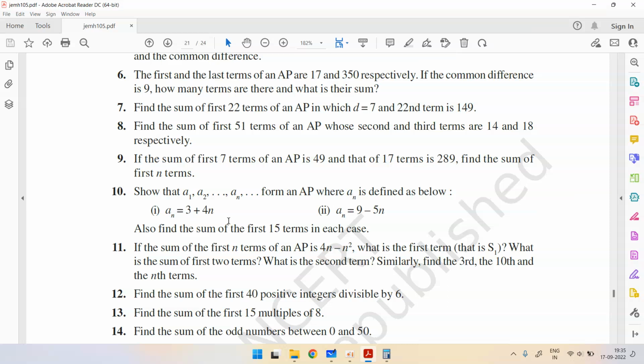What is the sum of the first two terms? That will be S2. What is the second term? From this you subtract S2 minus S1, and this will give you the second term. Similarly, find the third, the 10th, and the nth term.